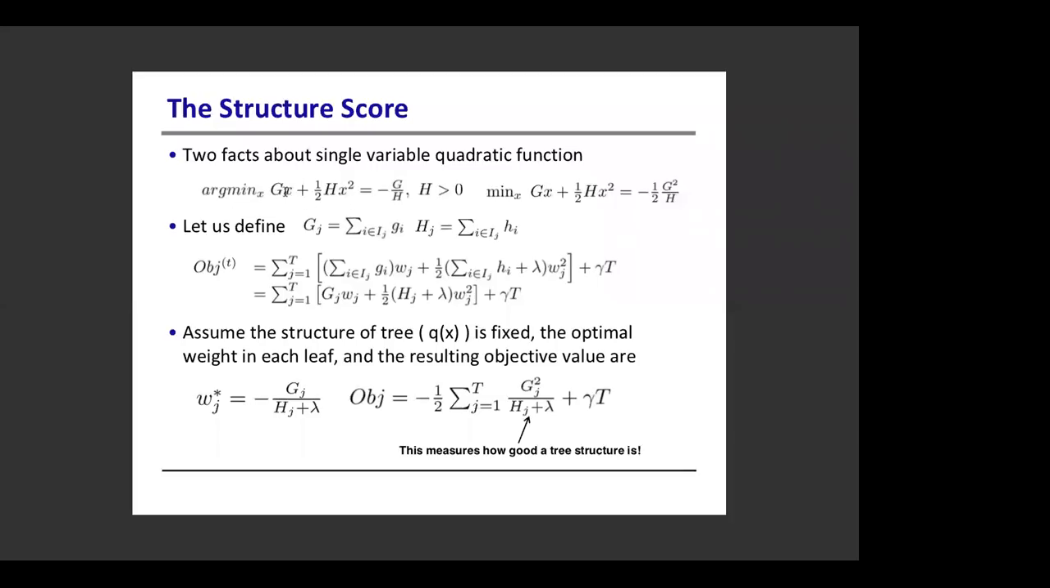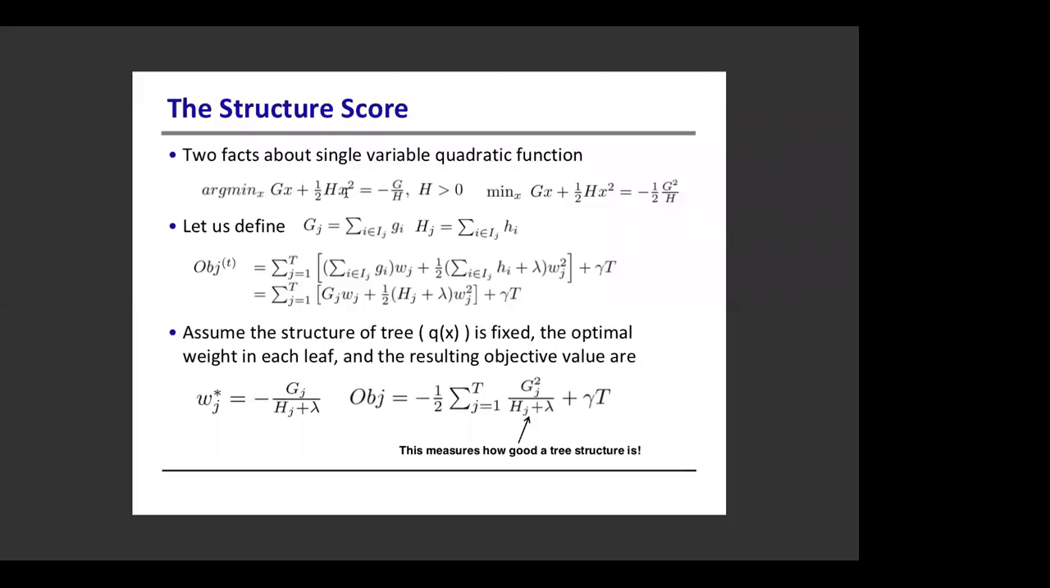Correct. We'll do the differentiation, which will be G plus 2 of Hx, equal to 0. That will bring a relationship between G and H. And when we put that back here, x is going to be equal to minus G by H.